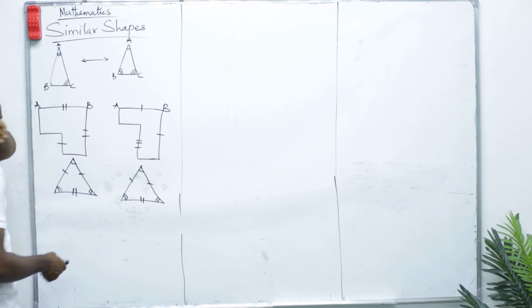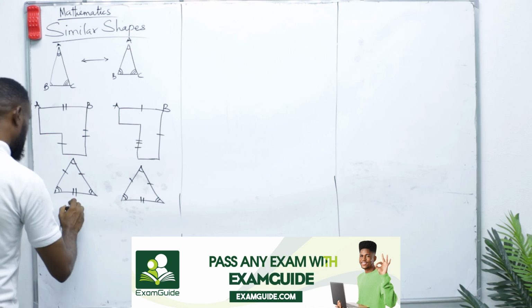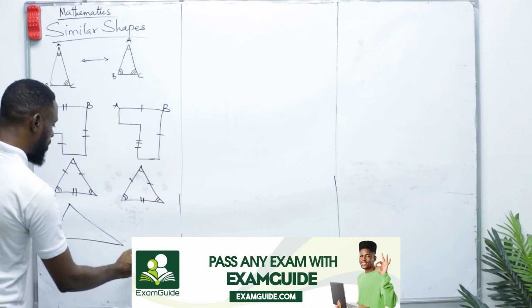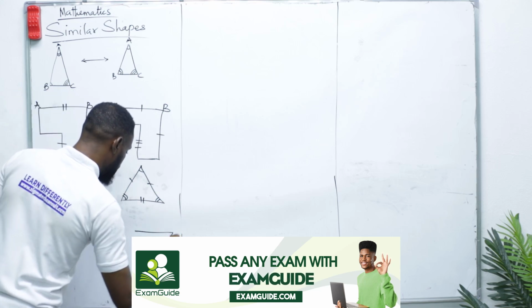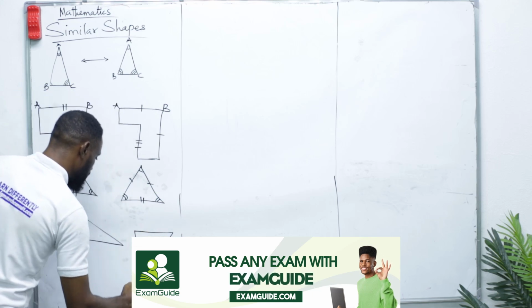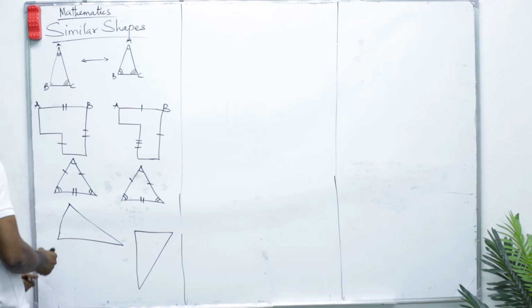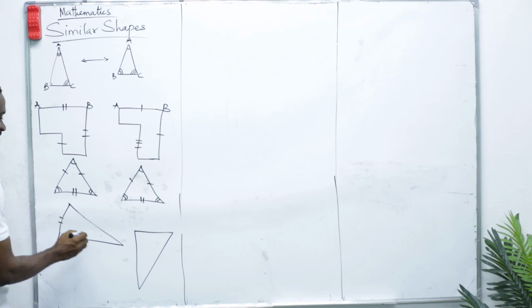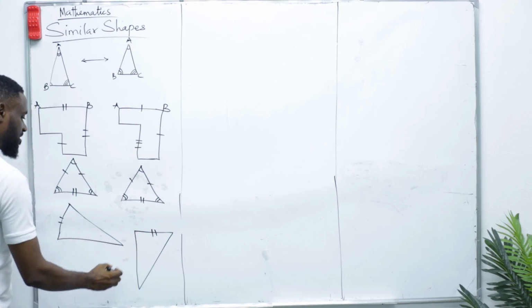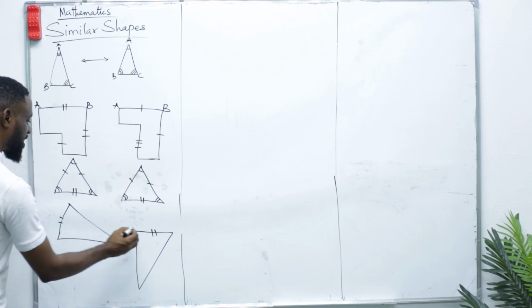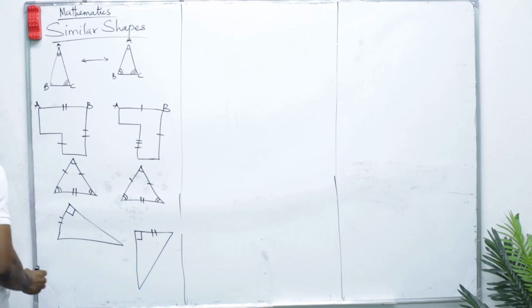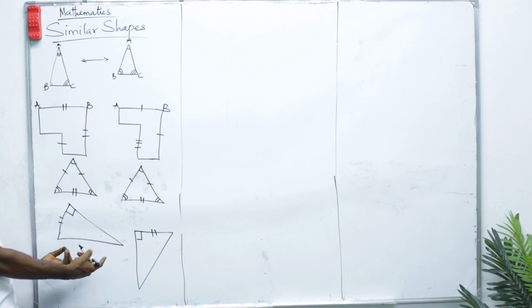Do you understand? We can even have something like this. Okay? If you look at this angle, they are not looking like the same thing. But if we have here, let's say this is this, and here we have this. Do you understand the point now? This is a similar shape. This is an example of a similar shape.